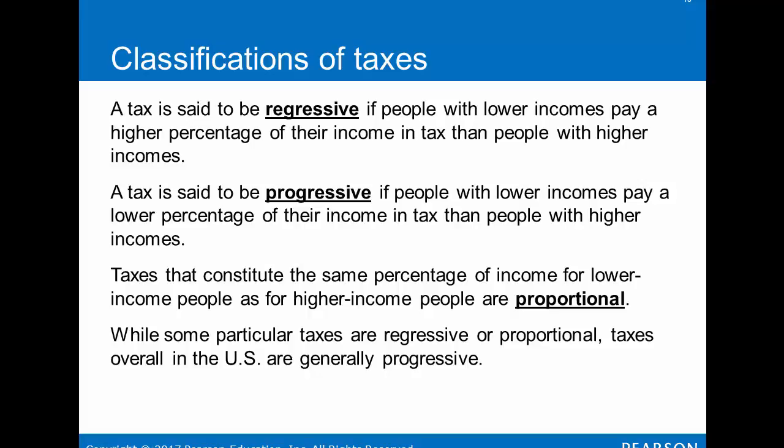A tax is said to be a progressive tax if people with lower incomes pay a lower percentage of their income in tax than people with higher incomes. So currently, the individual income tax brackets are set up in a progressive tax way. The tax that constitutes the same percentage of income for lower income people as higher income is called a proportional tax. An example of a proportional tax is a state sales tax. So the sales tax is the same as you just paid on whatever you buy.